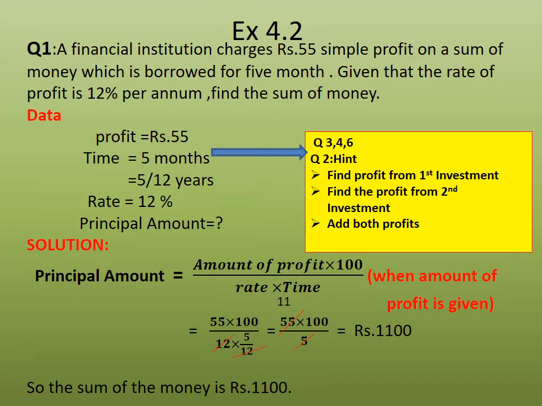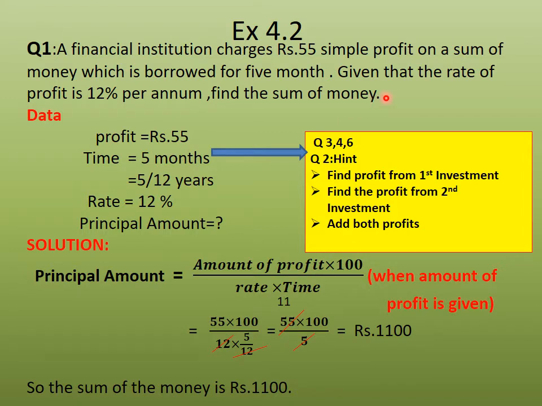Now we are going to start exercise number 4.2. It's word problems. Question number 1 is: a financial institution charges rupees 55 simple profit on a sum of money which is borrowed for 5 months. Given that the rate of profit is 12% per annum, find the sum of the money.